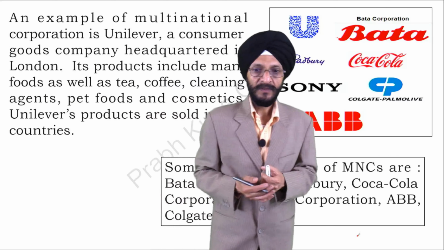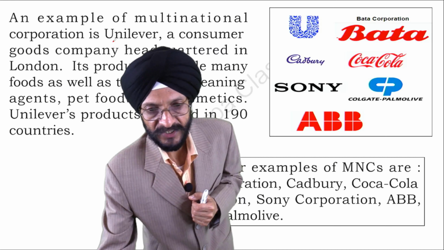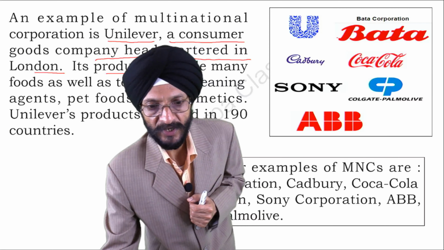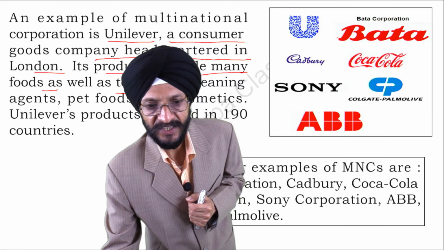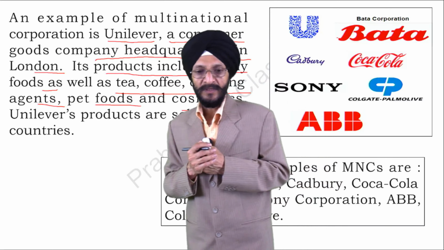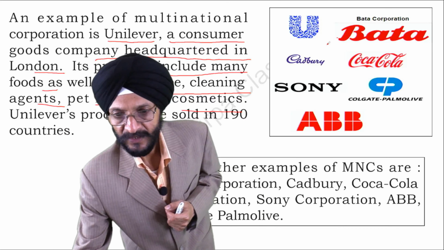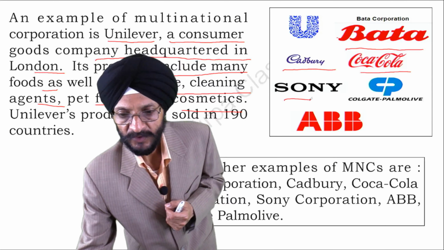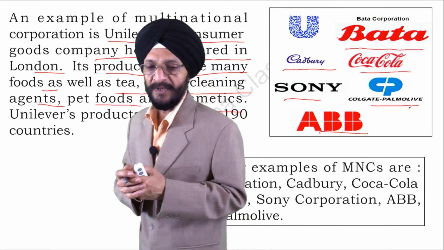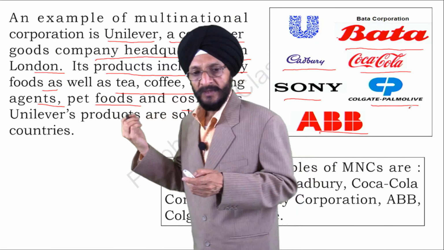Now we come to the example of multinational company. An example of multinational corporation is Unilever, a consumer goods company which has its headquarters in London. Its products include many foods as well as tea, coffee, cleaning agents, pet foods, cosmetics. Unilever's products are sold in 190 countries of the world. Other examples of MNCs are Bata, Cadbury, Coca-Cola, Sony Corporation, ABB, and Colgate-Palmolive. Though we are giving the names of few companies, there are many other MNCs also in the world who are performing also better.